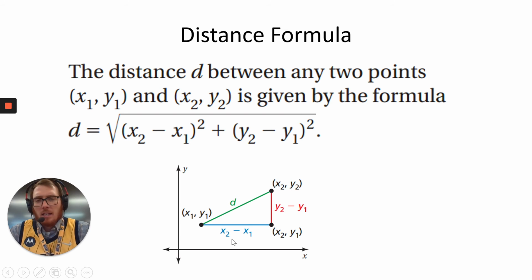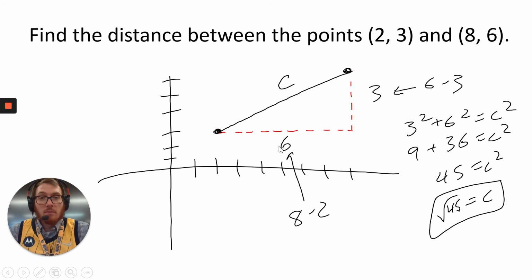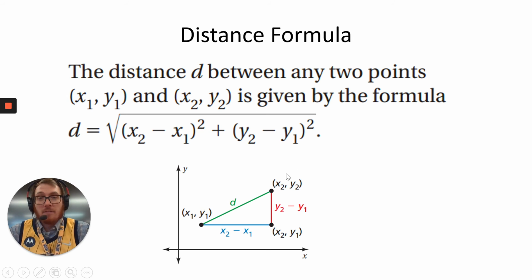But what's important is in this blue and red area, the blue is the difference between the x's, and then the red is the difference between the y's, which is really what we did here. We took 6 and found that by 8 minus 2, which is the difference in the x's, x2 minus x1. And here 6 minus 3 was y2 minus y1. From there, we just did the Pythagorean theorem. They're adding in the square root and squaring all in one big formula.